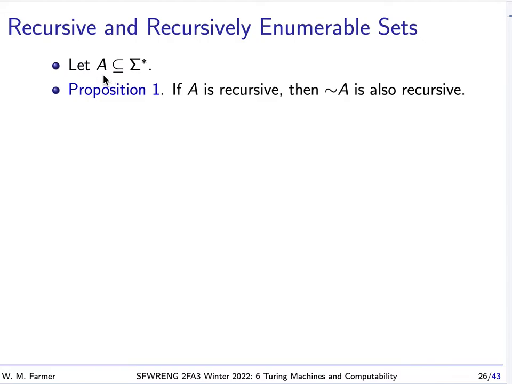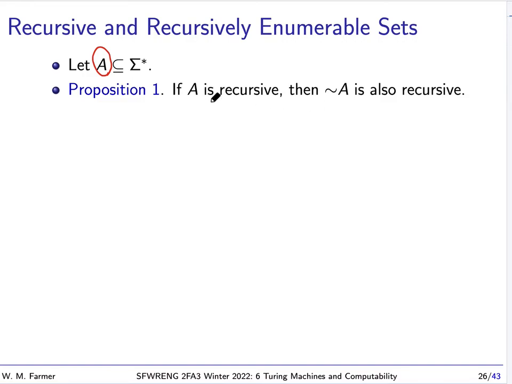So let A here be some set of strings over the alphabet sigma. And there's a proposition that's true. That's easy to see, easy to prove. If A is recursive, then the complement is also recursive.